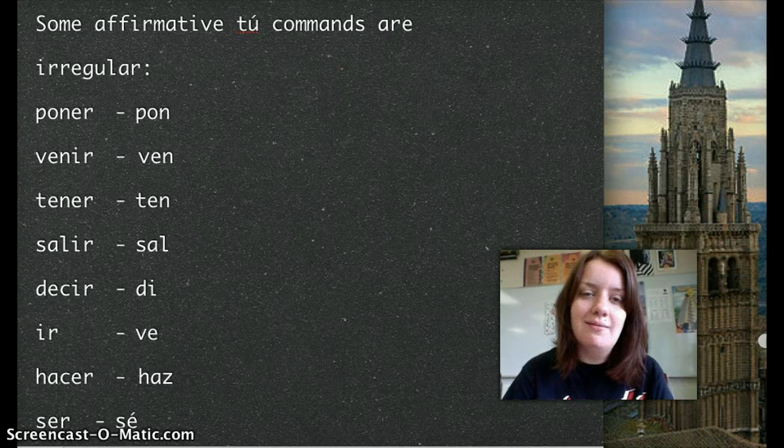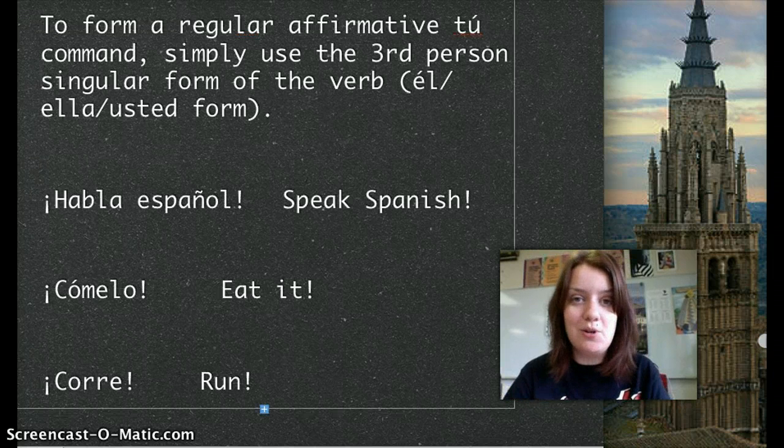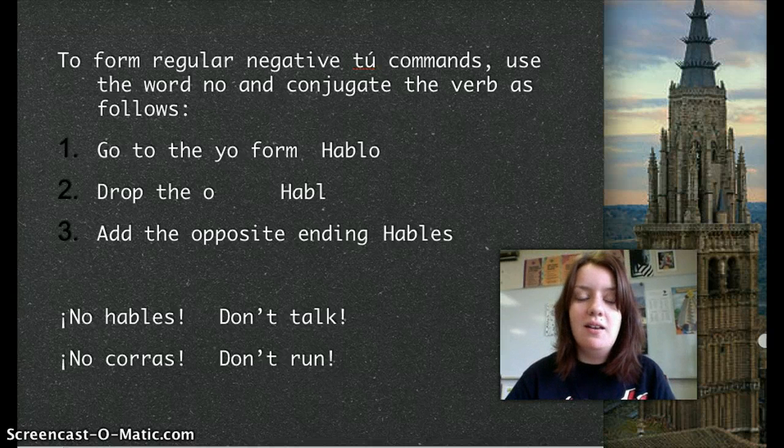So if it's not, go back. If it's not one of these 8, it's going to be this, just going to the third person form for affirmative. For negative, you have to use the word no in front of the verb.